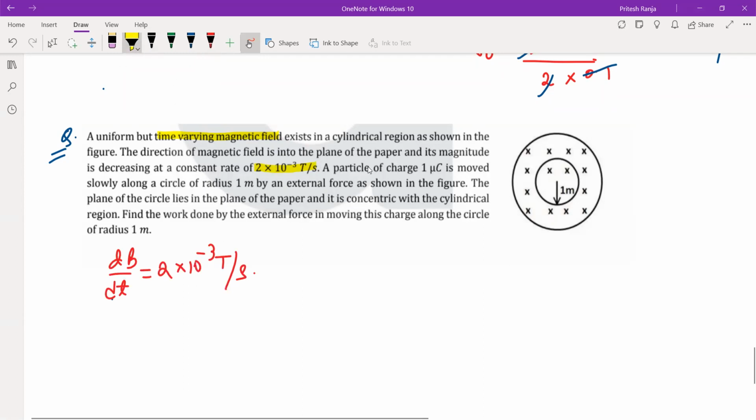Now, a particle of charge 1 microcoulomb is moved slowly along a circle of radius 1 meter by an external force as shown in the figure. The plane of the circle lies in the plane of the paper and it is concentric with the cylindrical region. We have to find the work done by external force in moving this charge along the circle. It says along the circle of radius 1 meter.